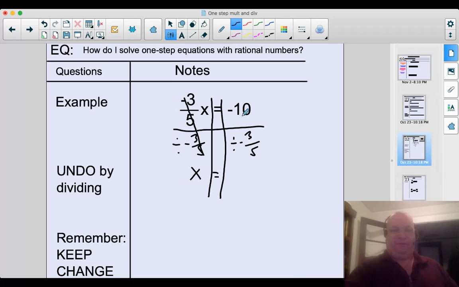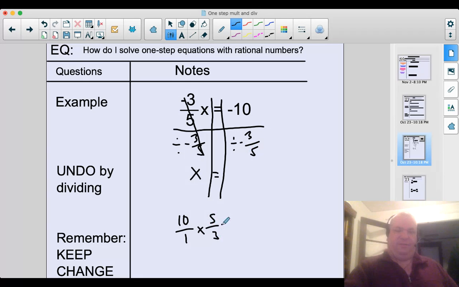Okay, and now we get to keep, change, flip. I also got to remember my positive negative rules. I have a negative divided by a negative. Hopefully remember that is a positive. Okay? So the two negatives cancel out. So I'm going to do 10 divided by this. All right, 10 is 10 over 1. Keep that 10. Change it to multiplication and flip 3/5 to 5/3.